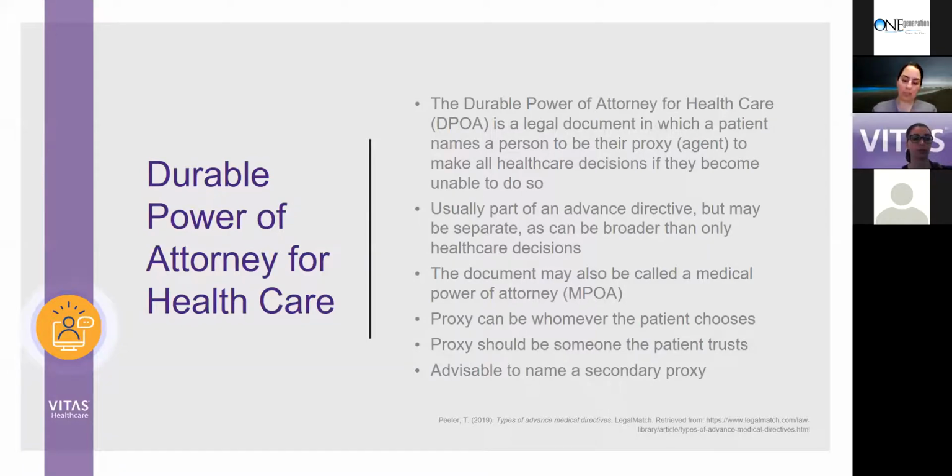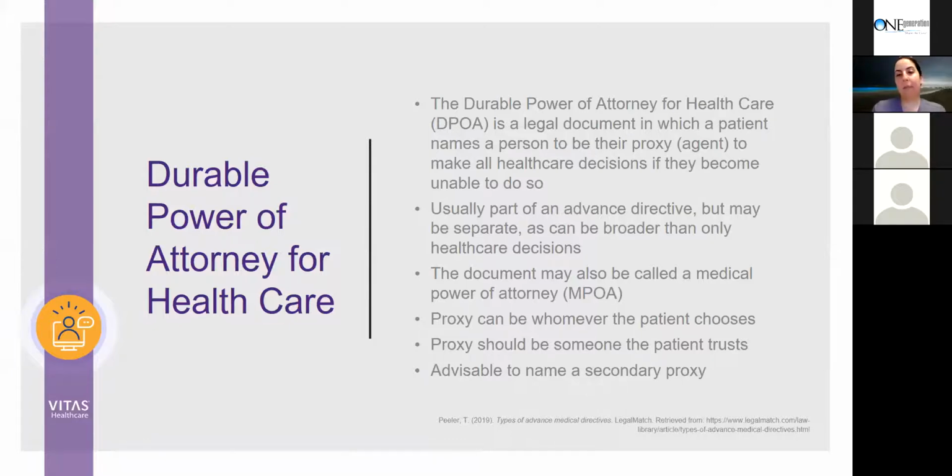Following with the previous statement, we'll now move on to a little bit more about what the durable power of attorney for healthcare is. This is a legal document in which a patient names a person to be their proxy or agent to make all healthcare decisions if they become unable to do so. This is usually part of an advance directive, but it can be a separate document, and it can be broader than only healthcare decisions. As you know, you can also have somebody who's a financial power of attorney.